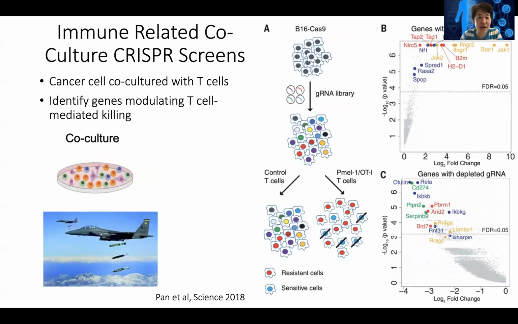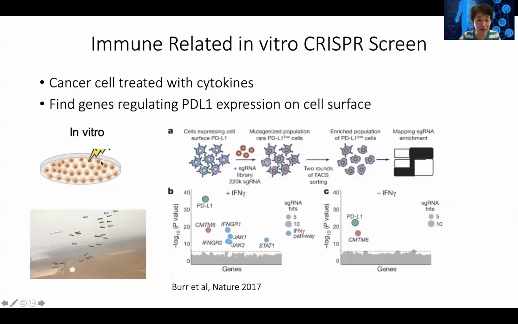Another kind of CRISPR screen is a co-culture screen. This is, we have cancer cell with the CRISPR knocking out different genes, but we can co-culture it with T cells. And the T cells have T cell receptor to specifically recognize mutations in the cancer cells to kill the cancer cells. And we are asking, if the cancer cell knock out the different genes, would that make the T cell kill it better or worse? And so if you think about the original, in vitro first CRISPR screen, you just treat with cytokines, you use bombs.